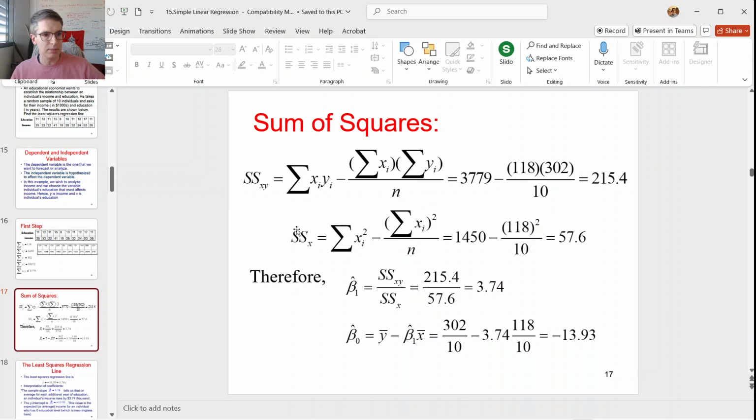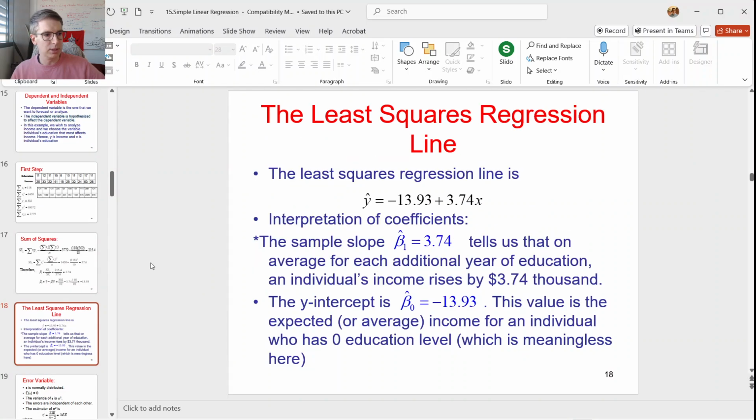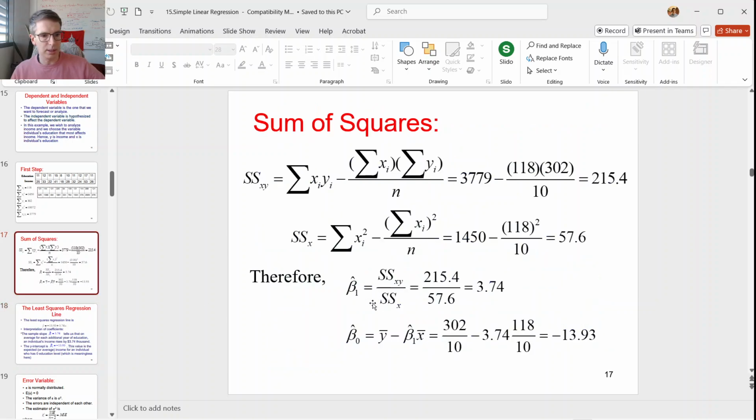We do the same thing for the sum of squares X, just plugging in these numbers. Then we can use it right down here to calculate our b1 and our intercept. So b1 is just these two numbers divided by each other, so it's 3.74. That's going to be our coefficient value that we multiply by x. We take the average of y, and we subtract our coefficient value times the average of x.